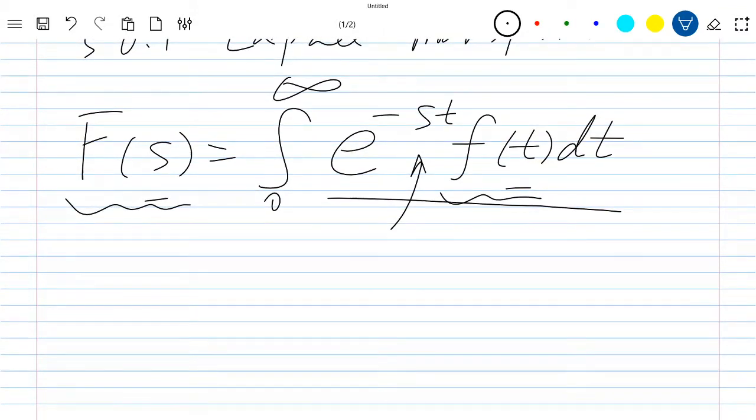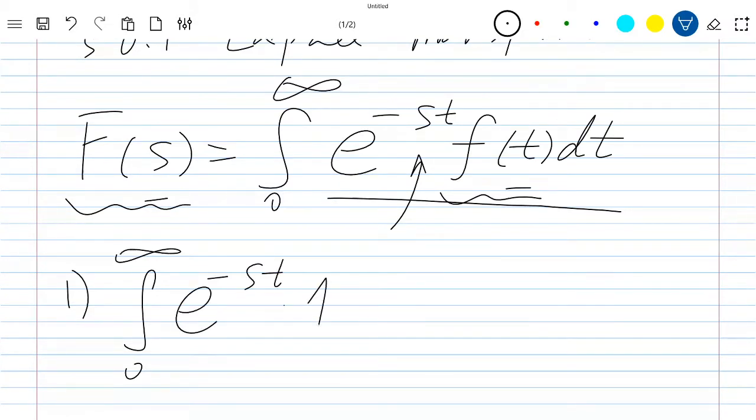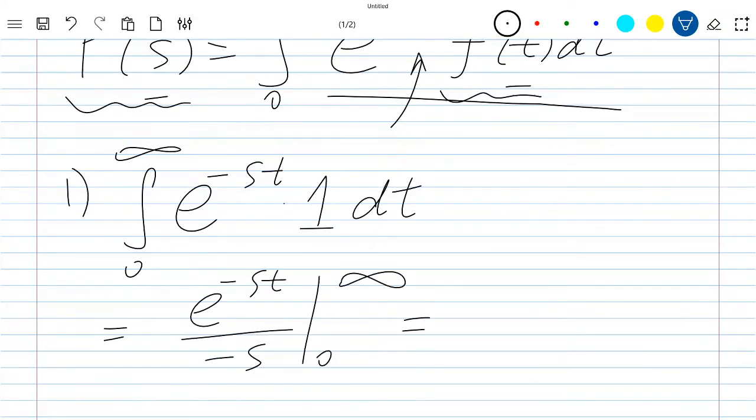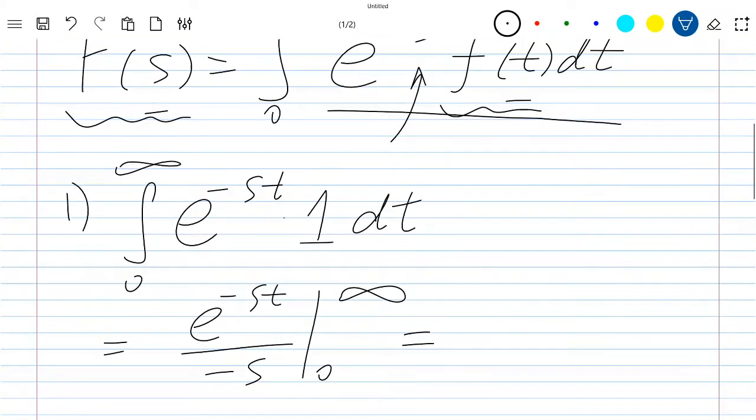Let's see some examples, so how it works. What do we have if we plug in 1? Just 1, so f is identically 1. How do we do that? That's e to the negative st over negative s. Then immediately you run into a problem. You have to plug infinity into t. So you have e to the negative s times infinity. And what is that?